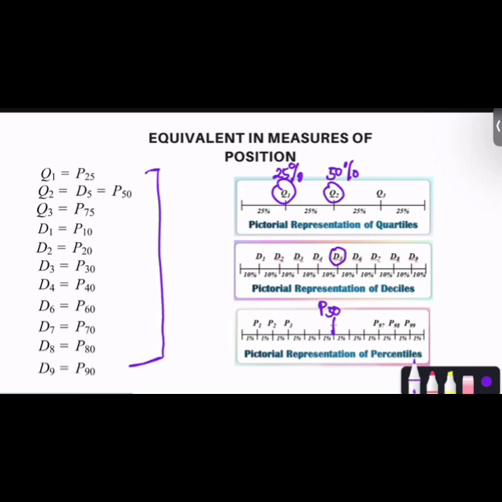Quartile 3 is 25 plus 25 plus 25, so this is 75%. Its equivalent is percentile 75. While for deciles, their equivalents are the percentiles: percentile 10, percentile 20, 30, 40, including 50 because it is the median. So remember that quartile 2, decile 5, and percentile 50 are the median. They are equal.